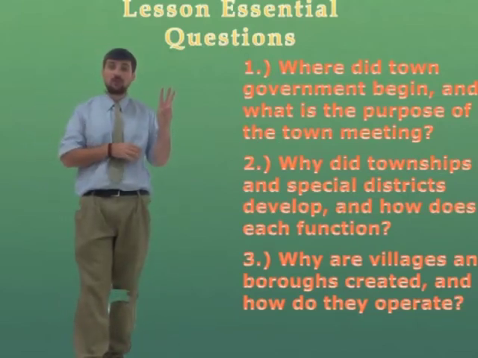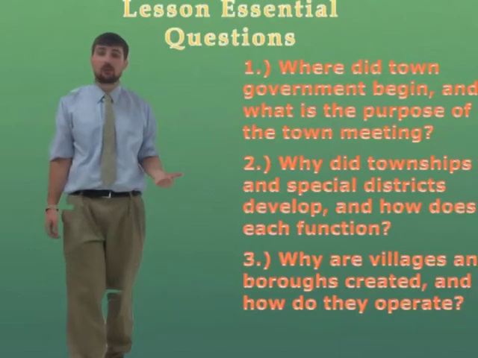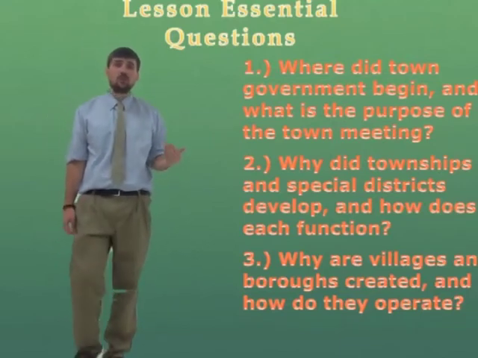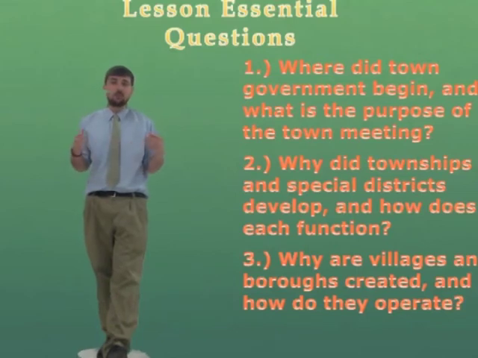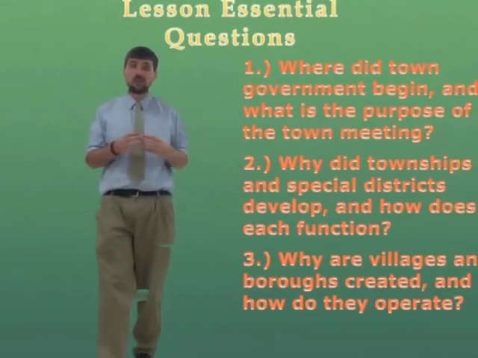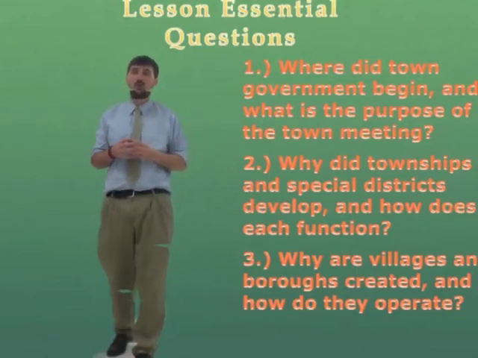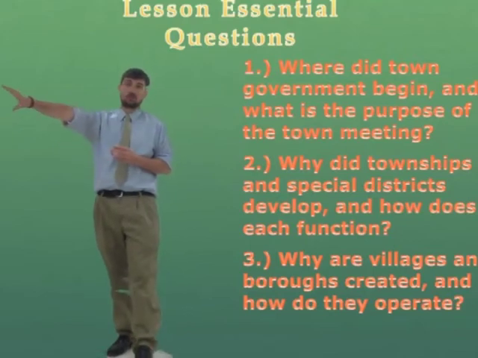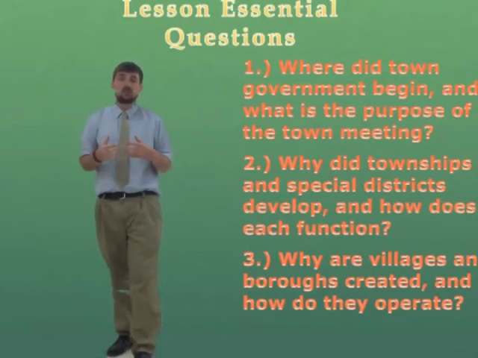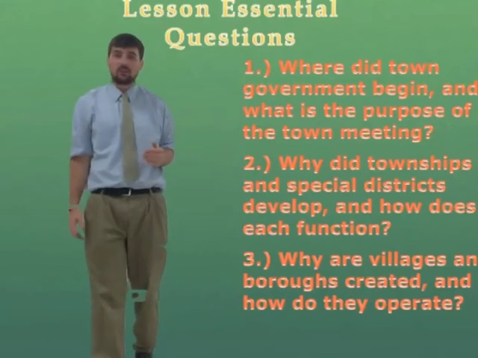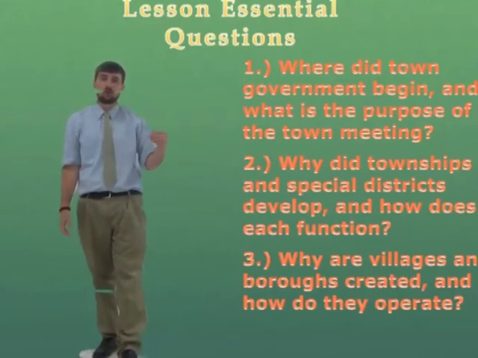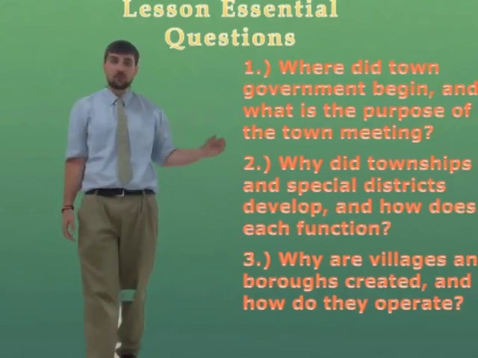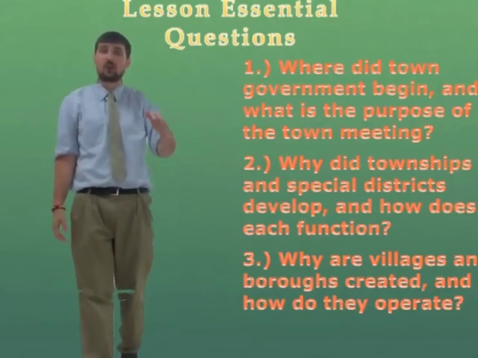Why are villages and boroughs created, and how do they operate? Well, as you can recall, the villages and boroughs are the smallest unit of local government. They only form when 200 or 300 people living in an area that do not yet have a local government, maybe because they're out in a rural area far out in the country, get together and decide we would all like to have one source of water, one well for our whole community, or we would all like to have fire protection or police protection coming into our area.